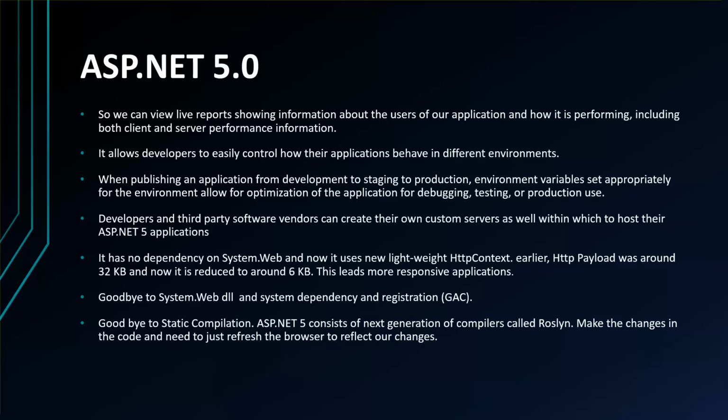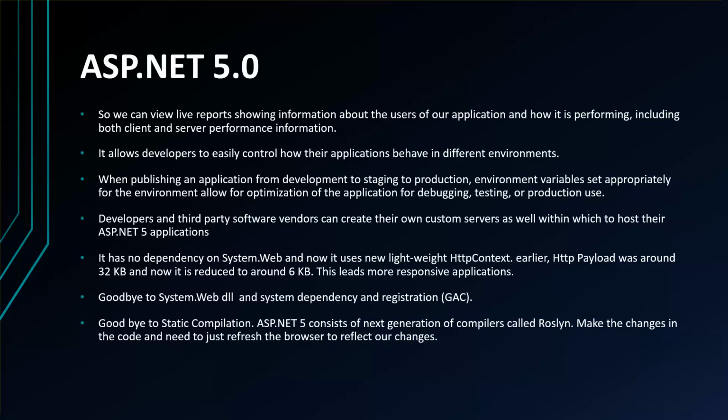It allows the developer to easily control how our application behaves on different systems. When we publish an application from development to different environments like staging, testing and production, environment variables are set appropriately for the right environment, which allows us to optimize our application for debugging, testing and production use. Developers and third-party software vendors can create their own custom servers which host their ASP.NET applications.